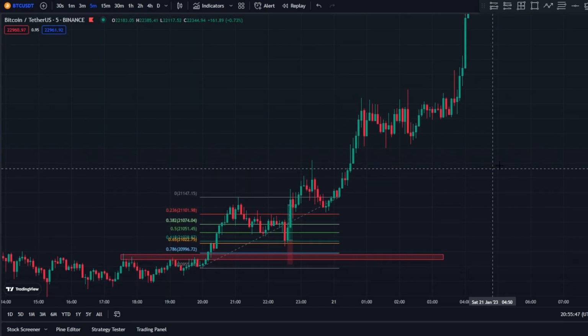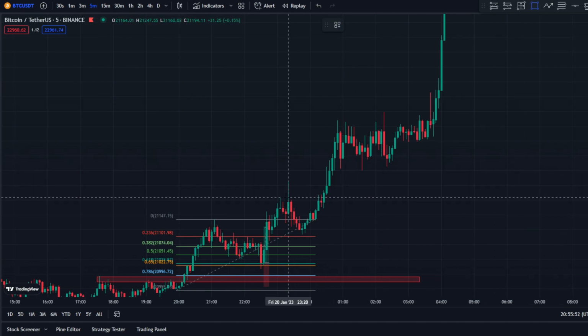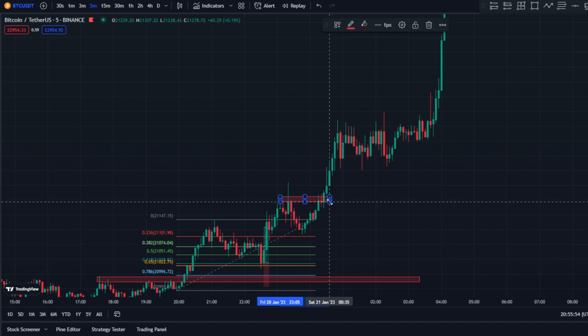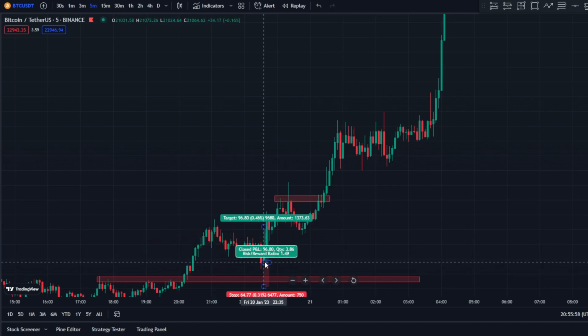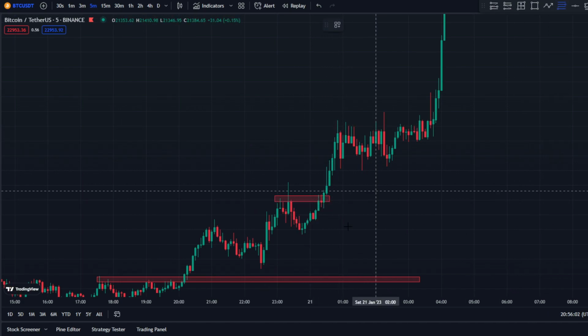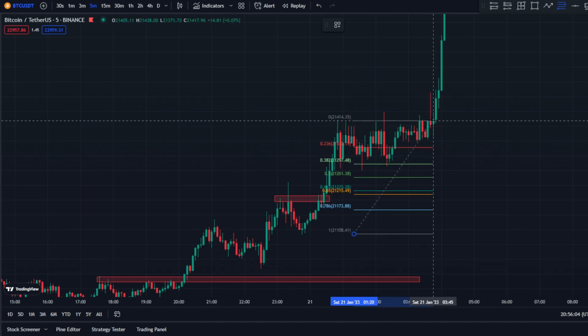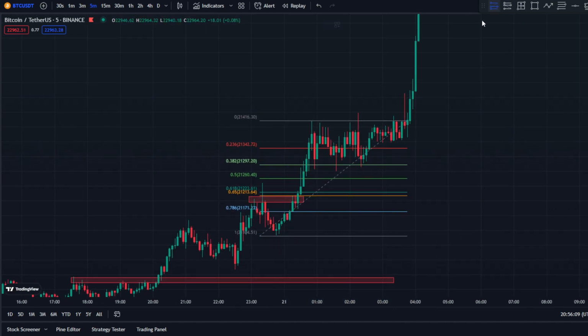Same thing right here. Sometimes you won't have a pullback completely to the 0.618 level. So here you can see that we have a small resistance. Same thing, we have a break of the resistance, and we have the move complete to the top. We draw the Fibonacci lines from the bottom to the top, and we put our order right here.